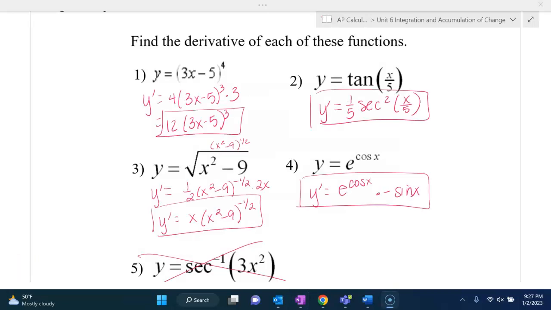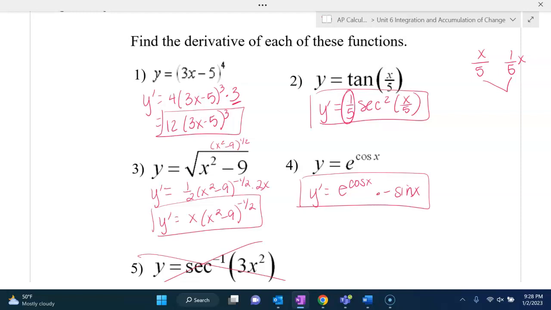Hopefully, when you went through all of these, in the first one you swung the 4, left the inside alone, subtracted 1 from your exponent, but hopefully you didn't forget to multiply by the derivative of what's inside. The second one, hopefully you remembered the derivative of tan is secant squared, and you remembered to multiply by the derivative of what's inside. Remember, x over 5 is the same thing as 1/5 x. They're saying the same thing. So the derivative of that is just 1/5.